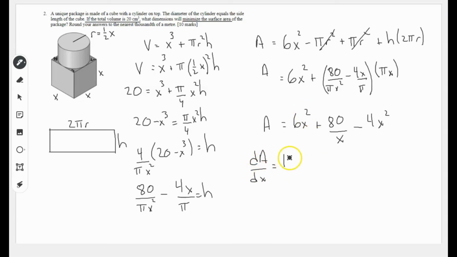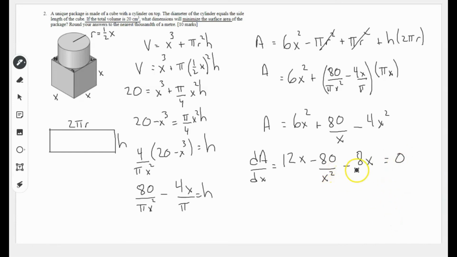So now I can find dA by dx, which gives us 12. 2 times 6 is 12. x plus 80 over x. You can consider that x as x to the negative 1, so that's going to be negative 80 times x to the negative 2, or over x squared, and then minus 8x. Alright, and to find where that's going to be a minimum, I'm going to set it equal to 0. And we're going to solve.